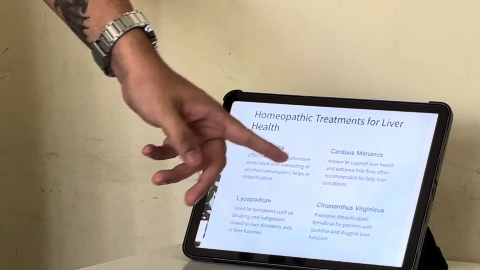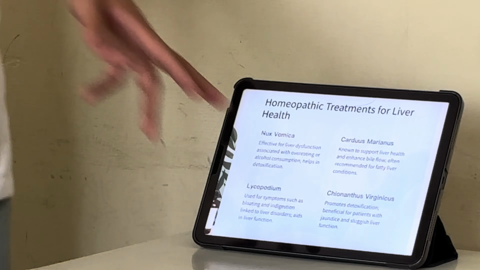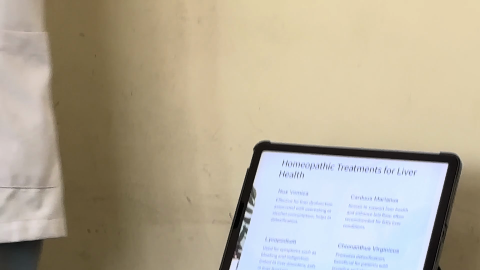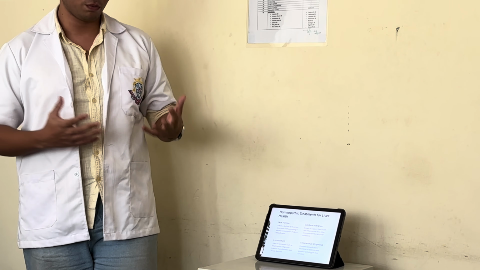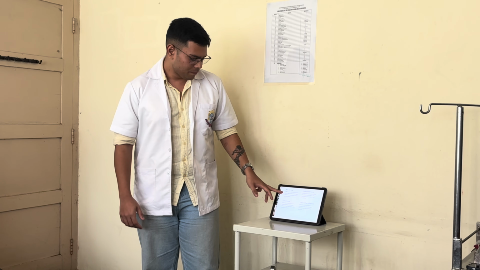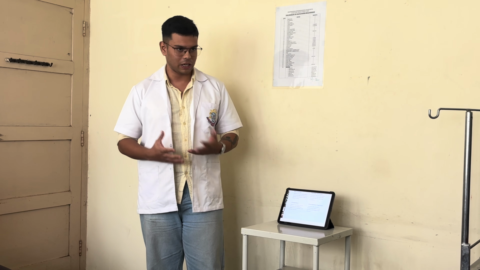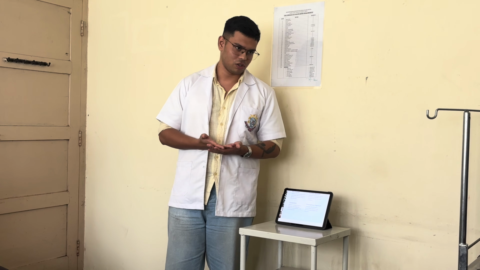So Carduus marianus is known to support liver health and enhance blood flow. Often recommended for fatty liver condition. So this is basically the homeopath's choice. This one, Carduus marianus, is very commonly given. Lycopodium is used for symptoms such as bloating and indigestion linked with liver disorders.